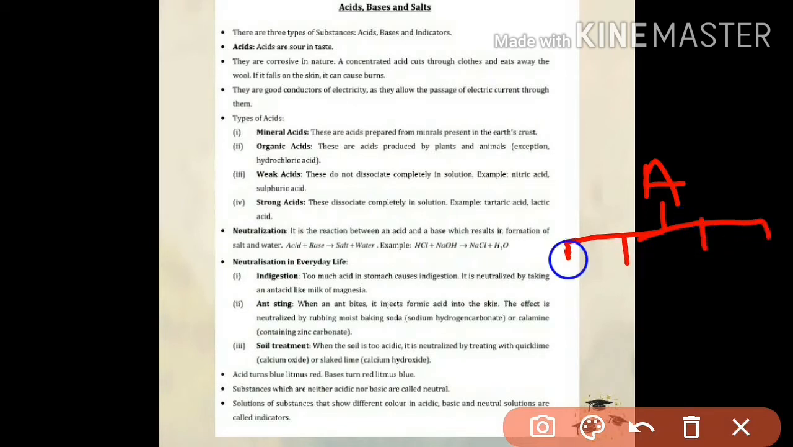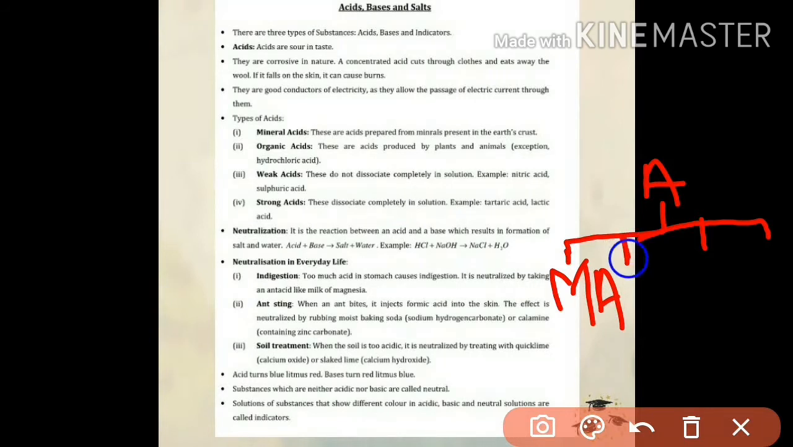The first type of acid is mineral acid. I am referring to mineral acid here as MA. So what is mineral acid? These are acids prepared from minerals present in the earth's crust. It means the mineral acids are prepared from different types of minerals found in the earth's crust.